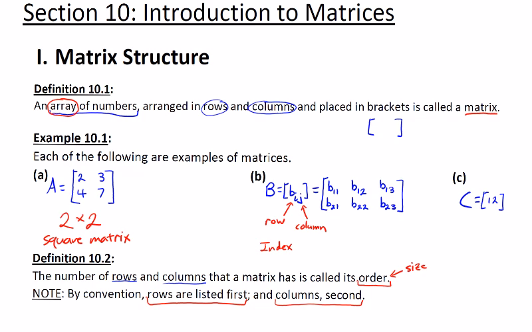Matrix B, this one has 2 rows as well, but it has 3 columns. So this would be considered a 2 by 3 matrix. That's the order or the size of that matrix. And in the last example, C, 1 row, 1 column, not too terribly interesting here, so we'll just call this a 1 by 1 matrix.